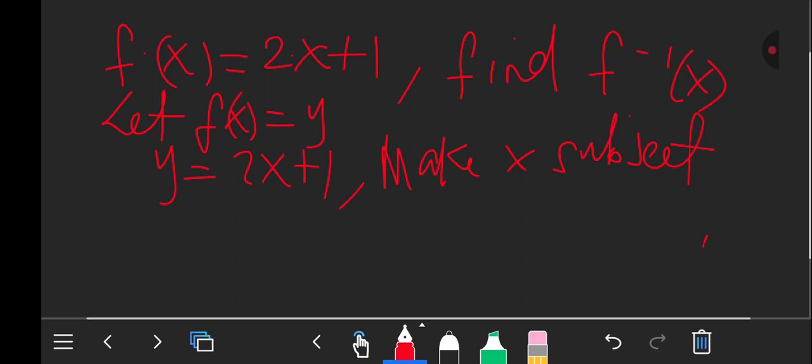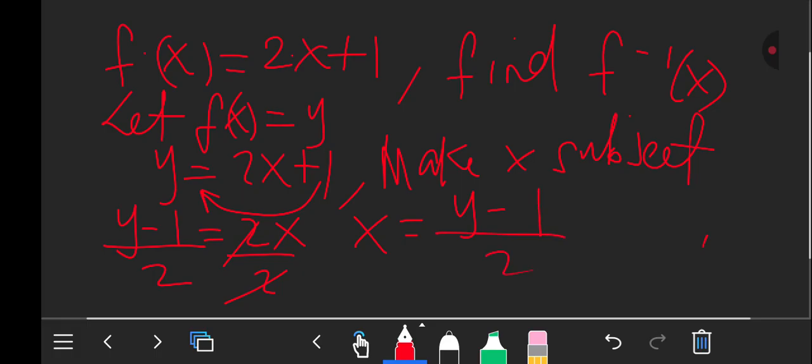So to make x the subject, I'll take this 1 to the other side. So I'll say y minus 1 is equal to 2x. Then I'll divide by 2. So my x is now equal to y minus 1 over 2.